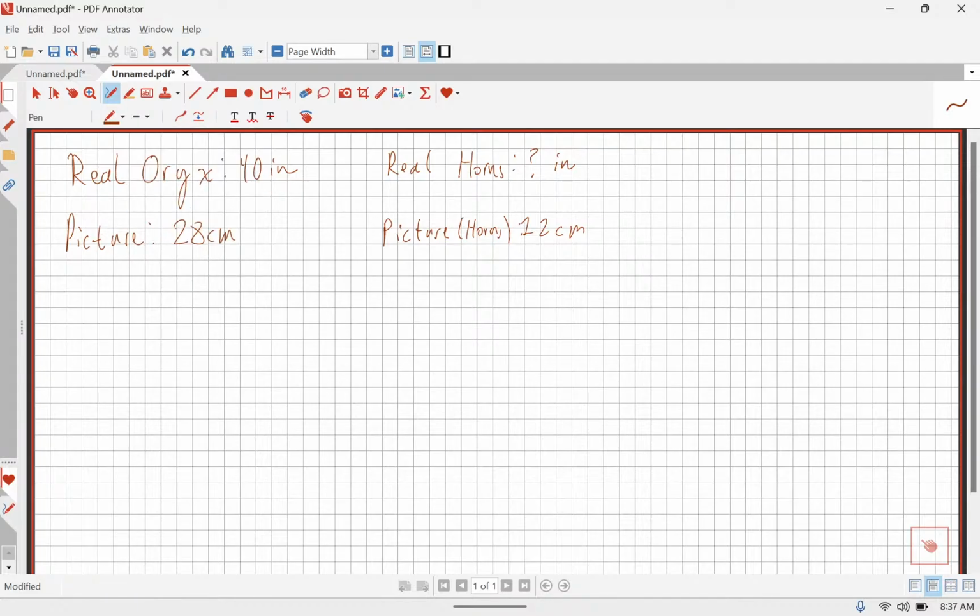So how could we use this information to find out how long this guy's horns are in real life? Bennett, what would you do to find out how long its horns are in real life? Okay, I'm glad we're talking then. This is good. Does somebody have an idea of how we might be able to manage that? Yeah, Liam, what can we do?